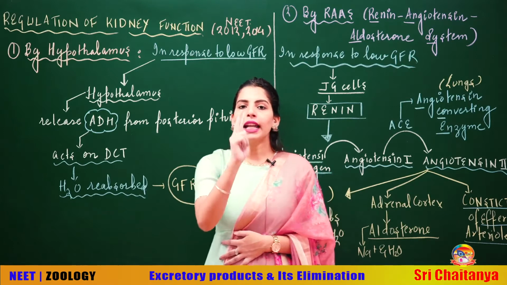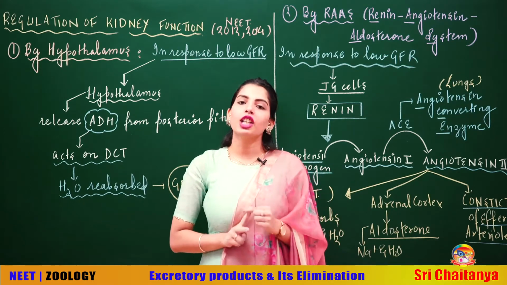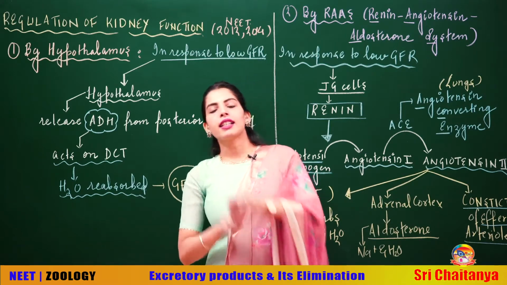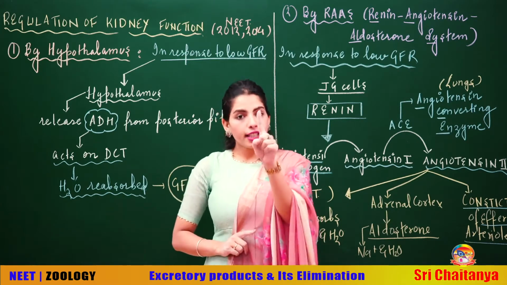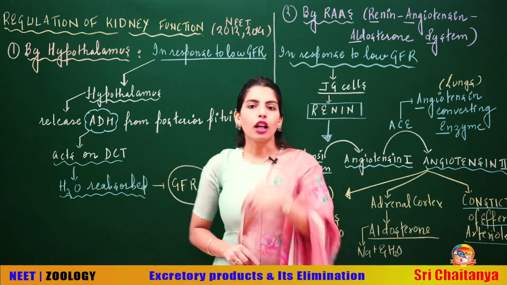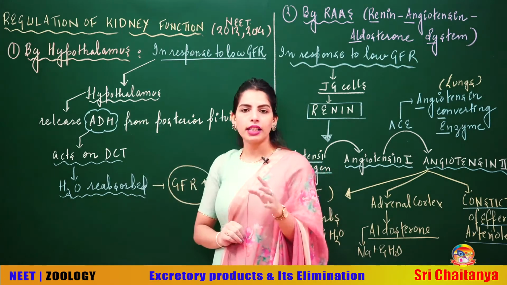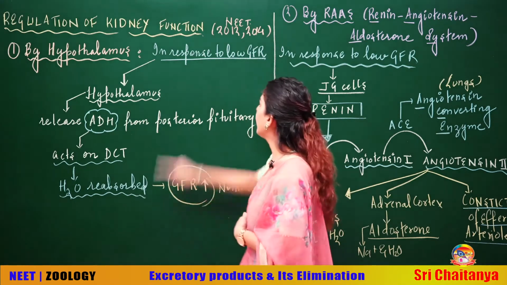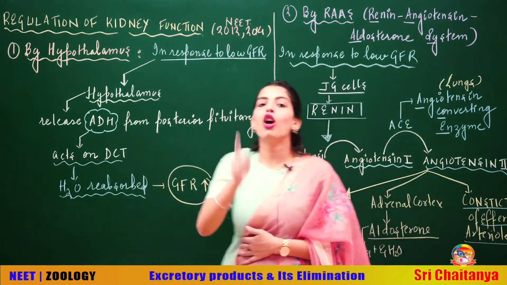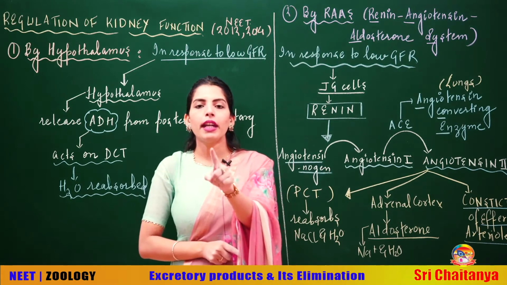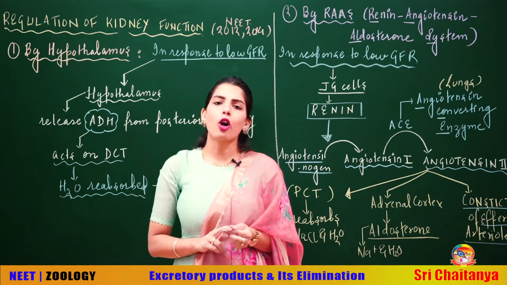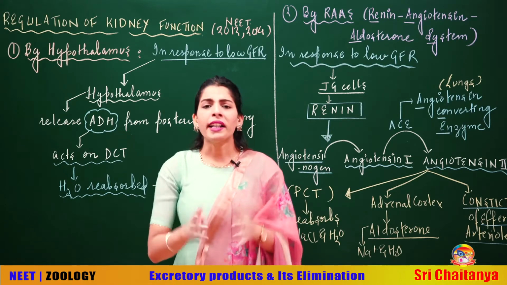Now students, two things you will remember. One is in which condition the regulation is taking place, and second, what it is responsible for doing. Okay. First thing is more important, that is, when this is going to be operated. Now, talking about the regulation by hypothalamus, students, hypothalamus is operating in response to low GFR. Remember, it is operating during low GFR. So, the ultimate function will be to increase the GFR. Am I clear?